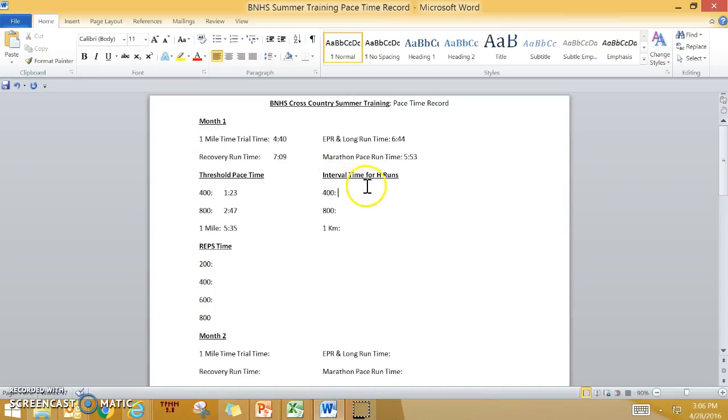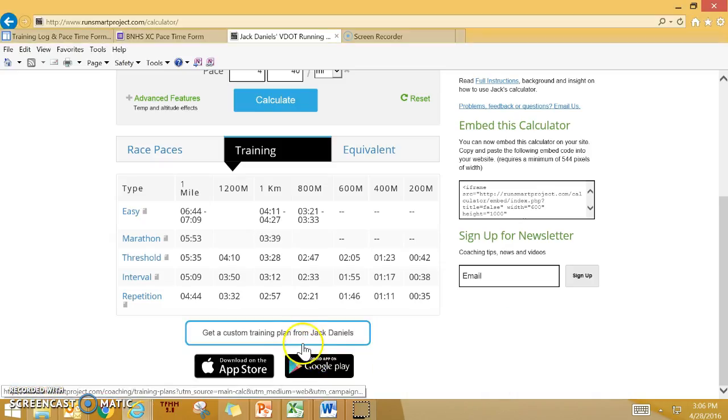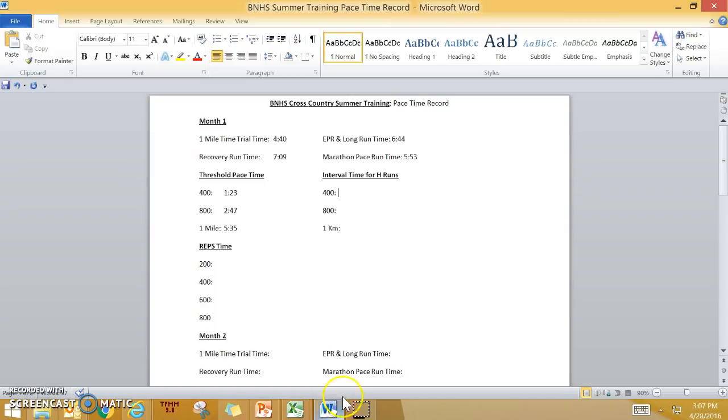And then now I go to my interval time for H runs, and I need my 400, 800, and 1 kilometer. Not 1 mile, but 1 kilometer, because we won't run these any longer than 3 minutes. Okay, so we just need up to that 1K time, and some of you probably won't even get to a full 1K on those. So I look under interval. 400 is a minute 17. Notice how everything's getting faster the more I go down. A minute 17, 2:33, 3:12. So I put it in: a minute 17, 2:33, and 3:12.